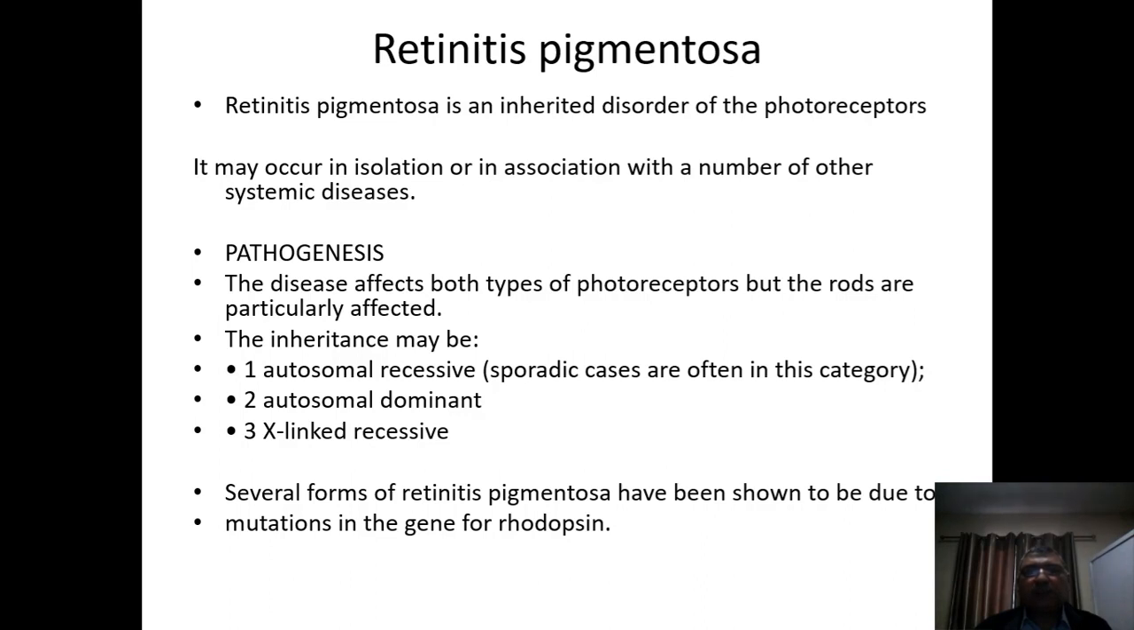Pathogenesis: this is a degenerative condition affecting the photoreceptors, usually the rods, but also the cones are affected in advanced disease. The inheritance is multifactorial. It may be autosomal recessive, sporadic, autosomal dominant, or X-linked recessive. Severe forms of retinitis pigmentosa have been shown to be due to mutation of a specific gene for rhodopsin.